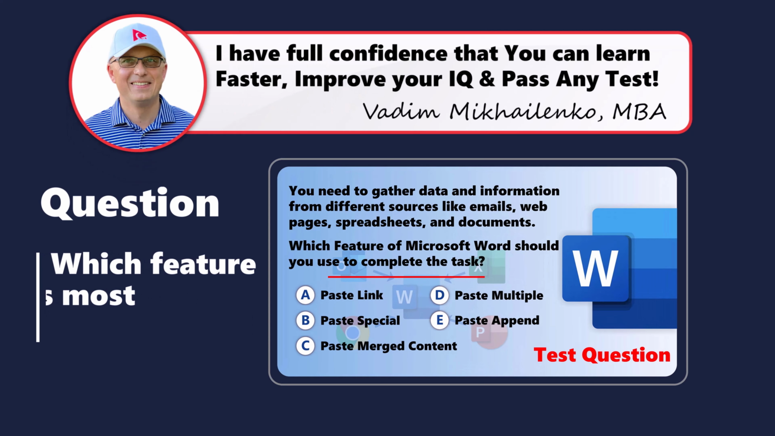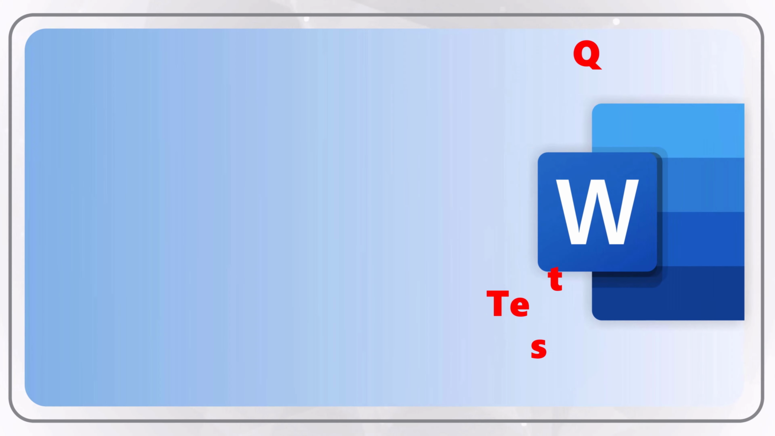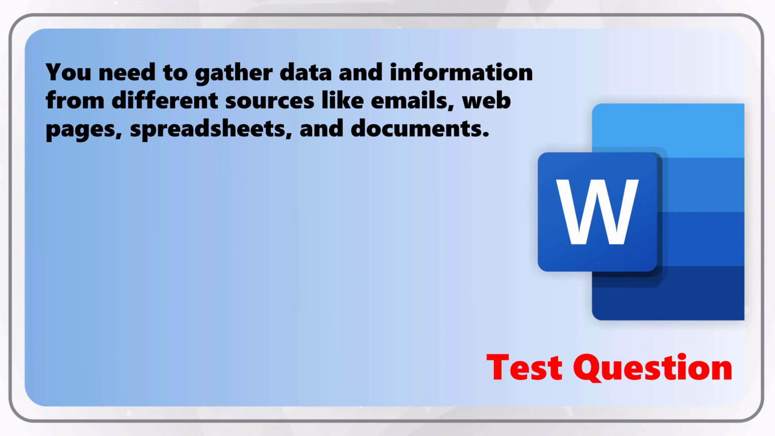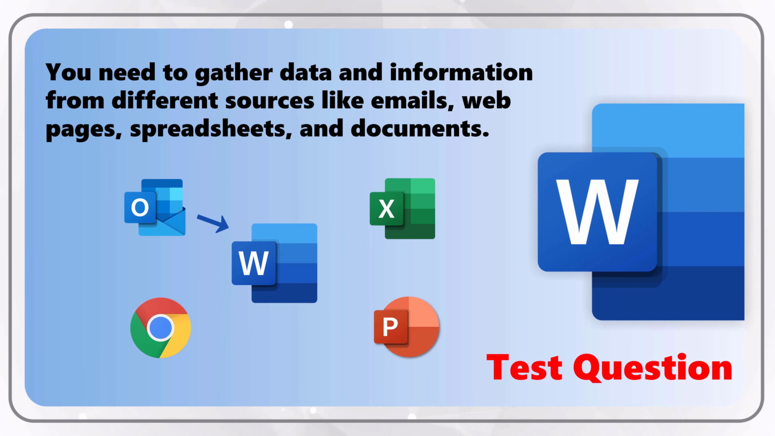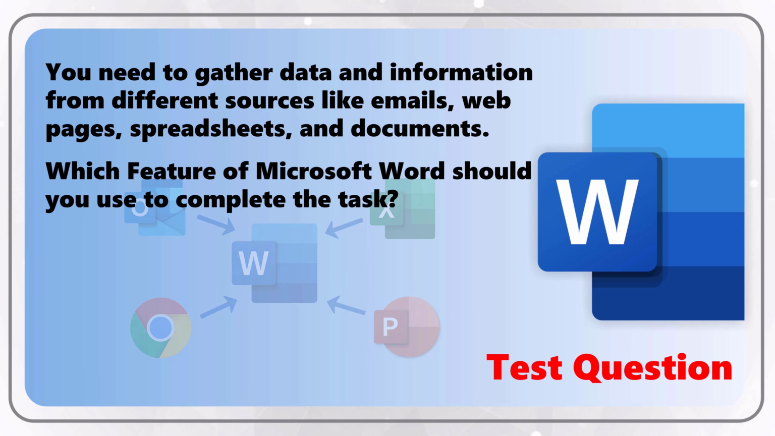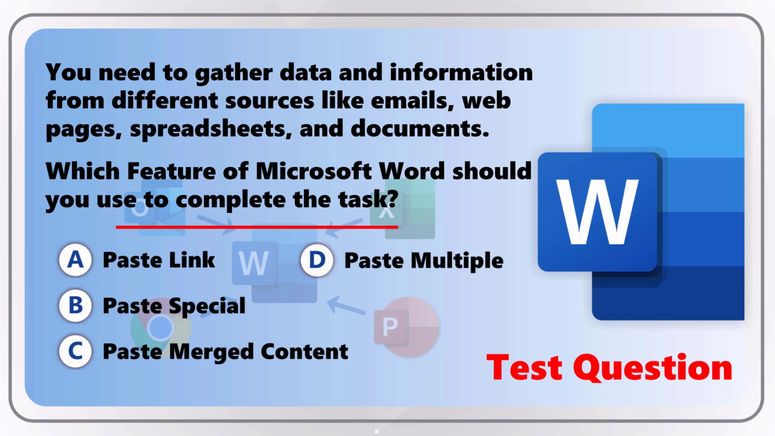Here's a thought-provoking assessment test question. In addition to boosting your reasoning skills, it teaches you a skill that you can use regularly. You need to gather data and information from multiple different sources, like emails, web pages, spreadsheets, and documents. Which feature of Microsoft Word should you use to complete this task? You're presented with 5 possible choices. Choice A, paste link. Choice B, paste special. Choice C, paste merged content. Choice D, paste multiple. And last but not least, choice E, paste append.